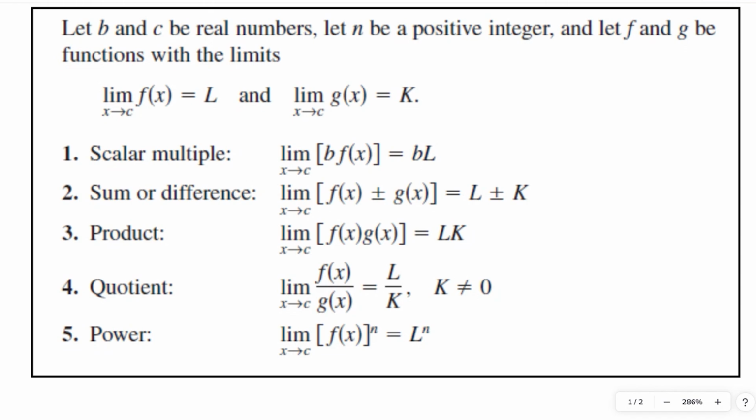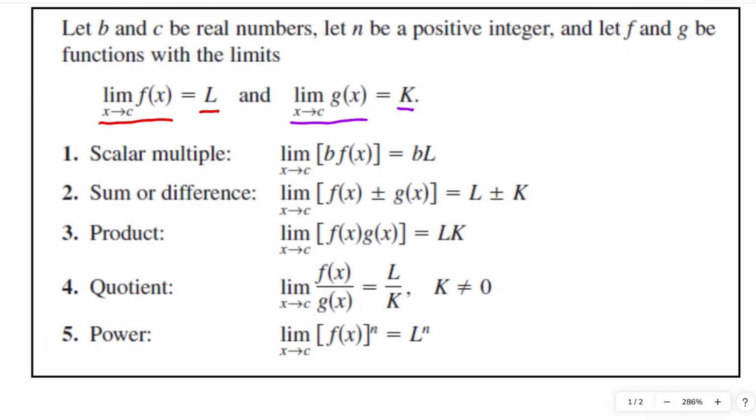If L is the limit of f of x as x approaches c, and k is the limit of g of x as x approaches c, then the limit as x approaches c of f plus g is just the sum of the limits. So you can find the limits separately, which is really nice. You don't have to find it all together. The same thing goes for product and quotient, and even the power rule is really just an extension of the product property.